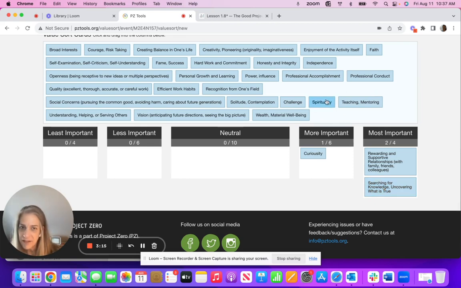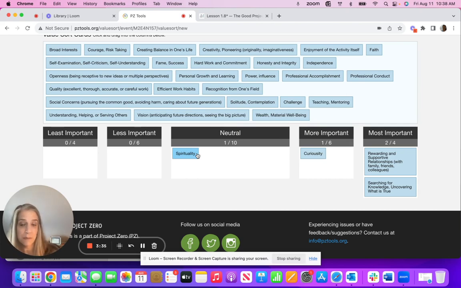Spirituality, I'm not a very religious person, but I do think a lot and reflect a lot and consider myself spiritual. Is it in either most important or more important? I don't think so. I think I'll put it here in the relatively neutral column. We'll see if it ends up there.